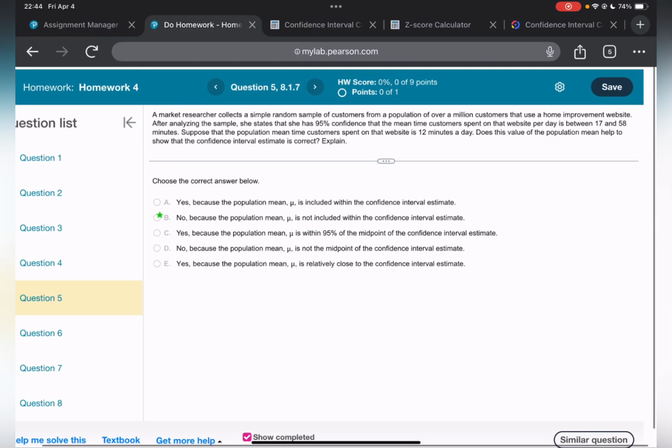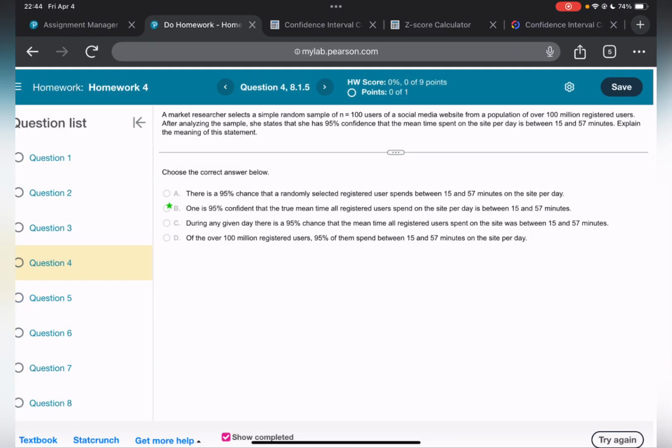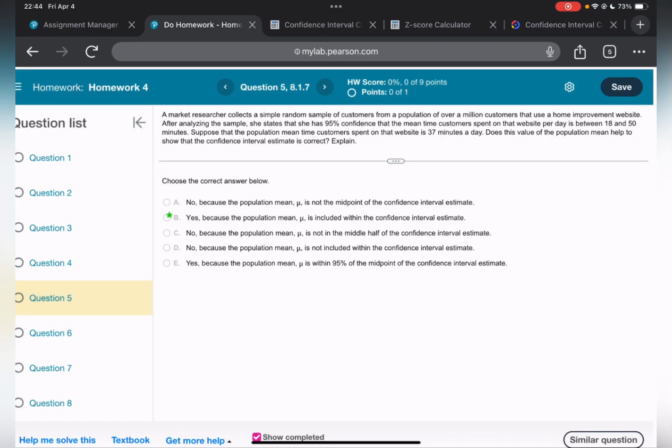We've got the whole story, and all we have to do is answer a yes or no question. All right, a market researcher collects a simple random sample. Isn't it the same question here? No, this is different. A market researcher collects a simple random sample of customers from a population of over 1 million customers of a home improvement website. After analyzing the sample, she stated that she has 95% confidence that the mean time customers spend on that website per day is between 18 and 50 minutes.